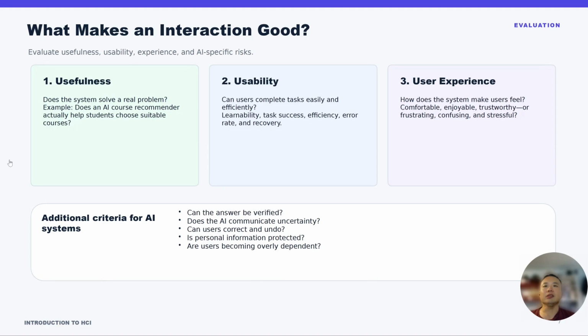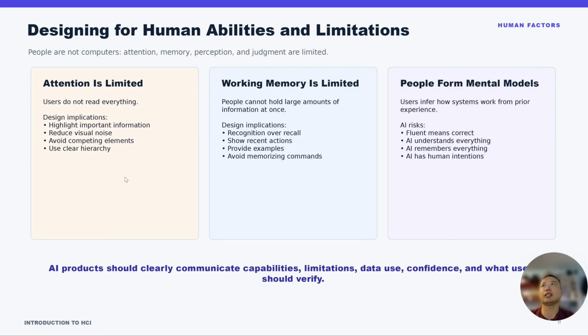Okay, the last one: our users become overly dependent. Designing for human abilities and limitations. As I said before, we are human, we make mistakes, and we also have limitations. People are not computers. Attention, memory, perception, and judgment are limited. Attention is limited. Users do not read everything.